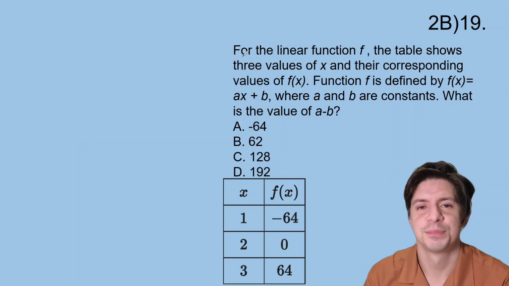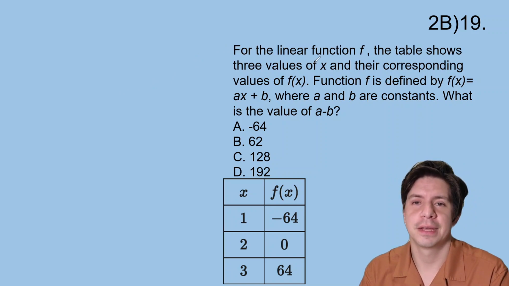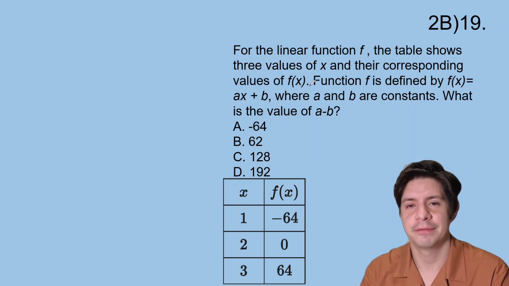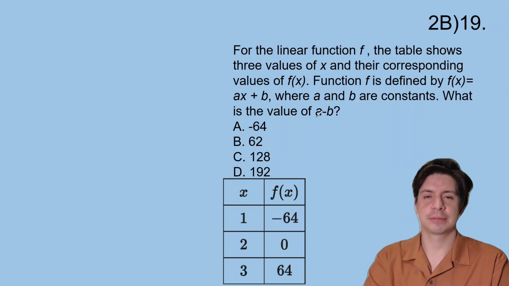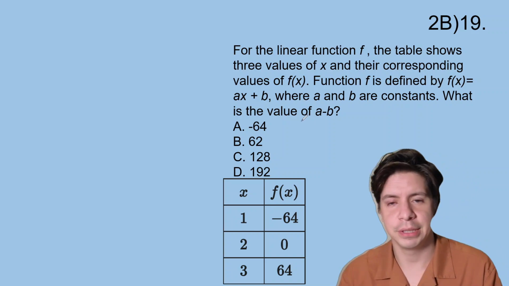So let's start. For the linear function f, the table shows three values of x and their corresponding values of f of x. Function f is defined by f of x equals ax plus b, where a and b are constants. What is the value of a minus b?